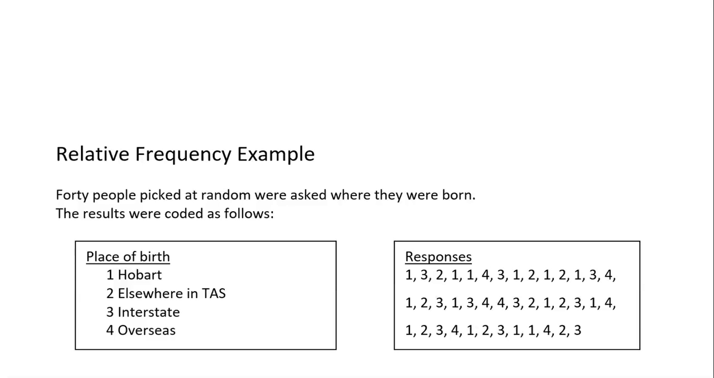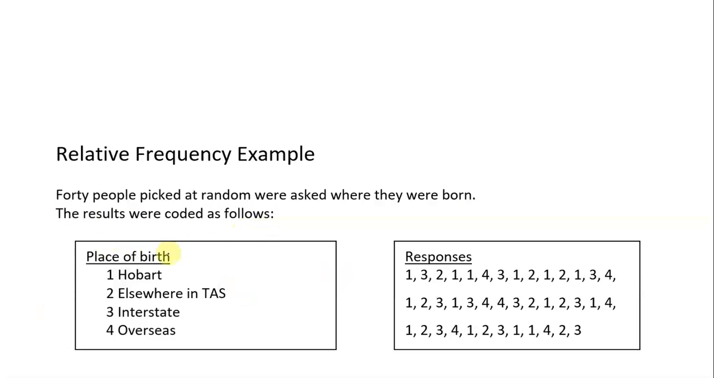This is an example of calculating relative frequency and predicted outcomes of larger groups of people based on an experiment or a survey that was conducted. The survey was 40 people picked at random, and they were asked where they were born. The results were coded as follows in this box.